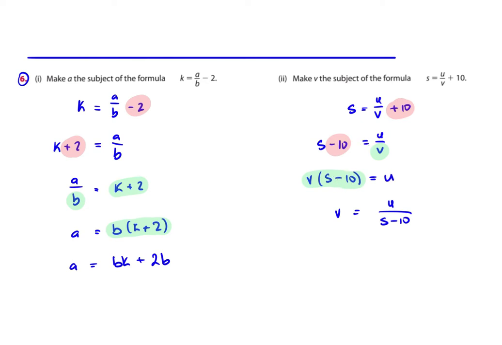In order to get v by itself, we look at it here, v has been multiplied by s minus 10. So in order to get rid of the s minus 10, we divide both sides by s minus 10. If we divide the left-hand side by s minus 10, we're left with just v. But we have to do the same on the right-hand side and divide u by s minus 10.